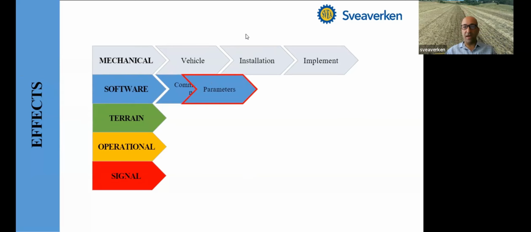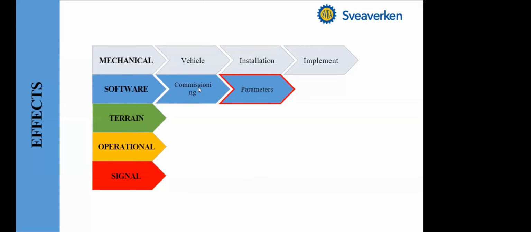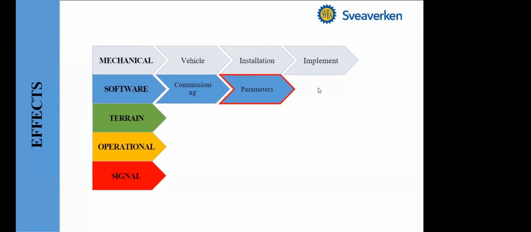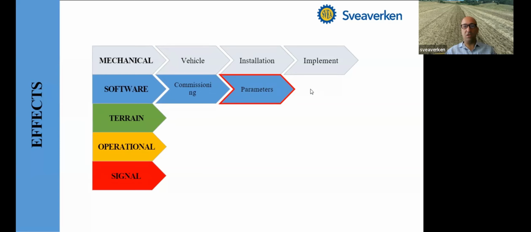From the software side, if we are not aware well enough during the commissioning, we cannot enter some of the values or parameters. Actually, in this stage, the red border gives us the clue about the solutions, because we have solutions in parameters to correct this issue.